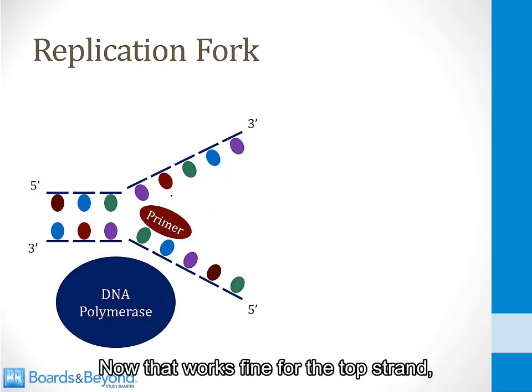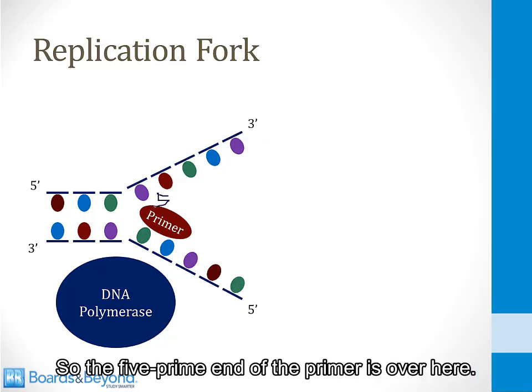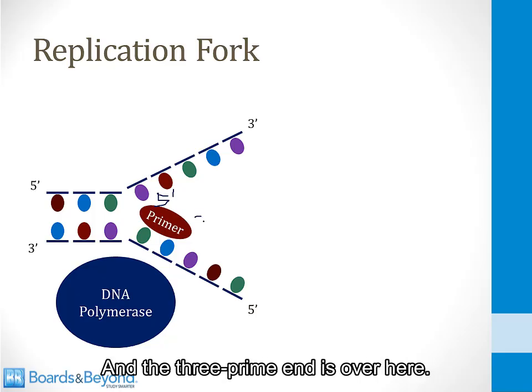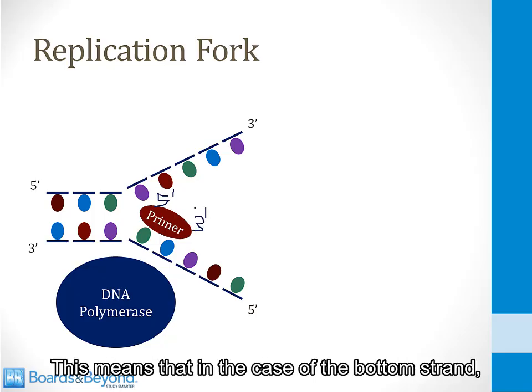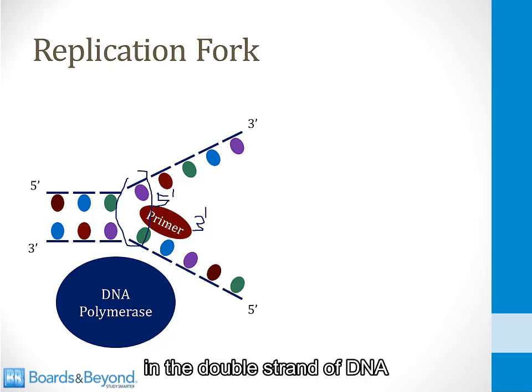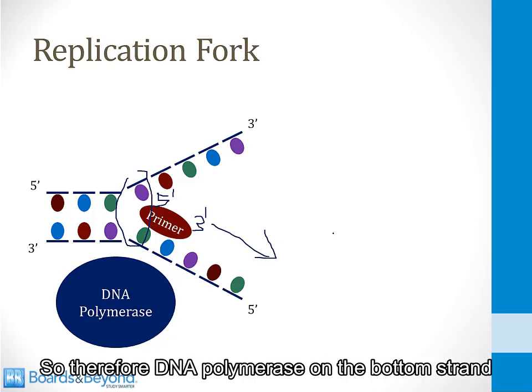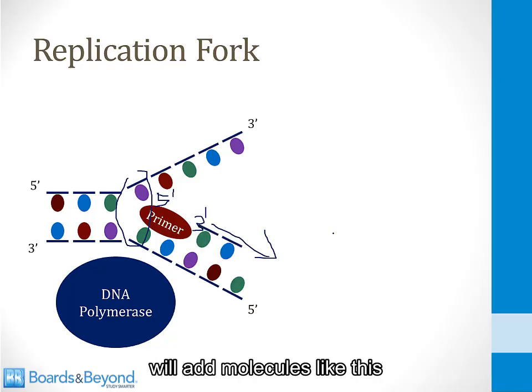Now that works fine for the top strand, but in the bottom strand, the orientation is opposite. So the 5' end of the primer is over here and the 3' end is over here. This means that in the case of the bottom strand, the primer has to bind closer to the branch in the double strand of DNA, and it's got to add molecules in this direction. So therefore, DNA polymerase on the bottom strand will add molecules like this to synthesize the bottom strand.